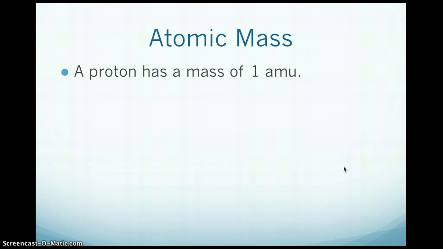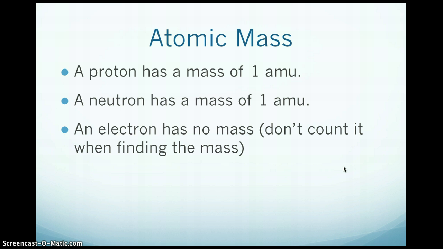So a proton has a mass of 1 AMU. A neutron has a mass of 1 AMU. An electron has no mass, so don't count it when finding mass. Copy down this entire slide.